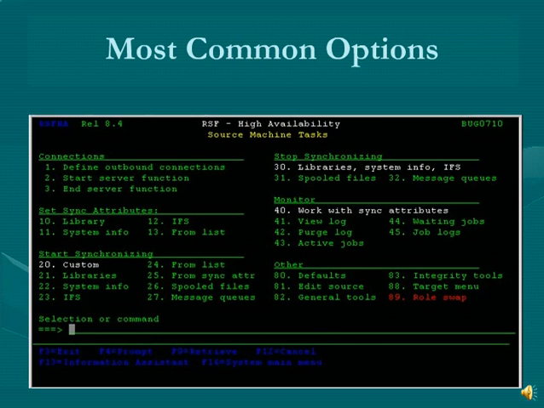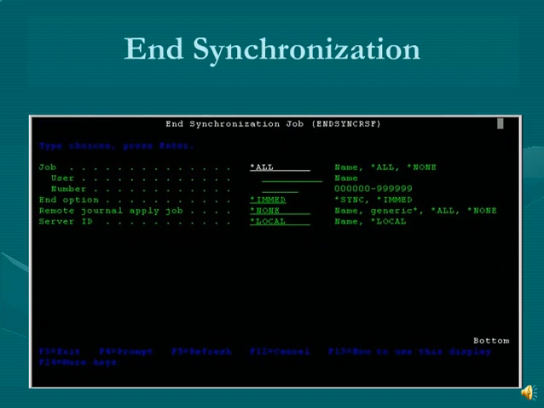The third option you will frequently use is 30 to end replication. This is pretty straightforward. Here we see the command prompt that allows you to end all replication jobs neatly at a synchronization boundary.